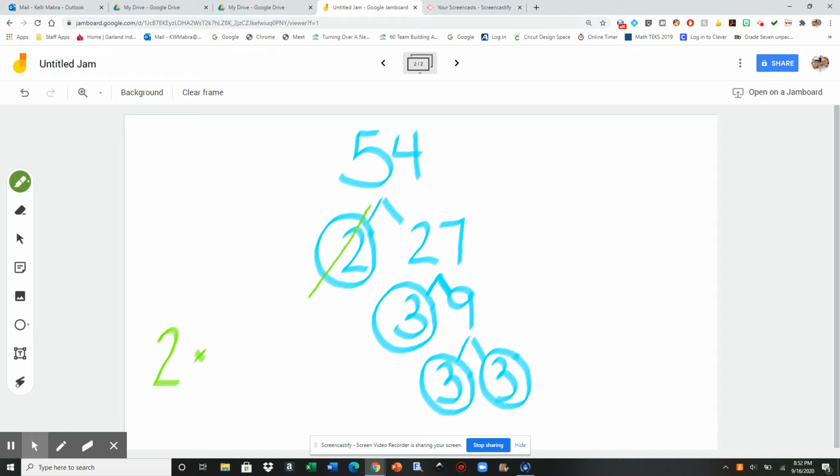So I'm done with my 2, and I'm going to write 3 because I know I'm going to multiply it by 3. How many 3's do I have? I have three, so I have 3 to the third power. So 2 times 3 to the third power represents the number 54. And that is how you do prime factorization.